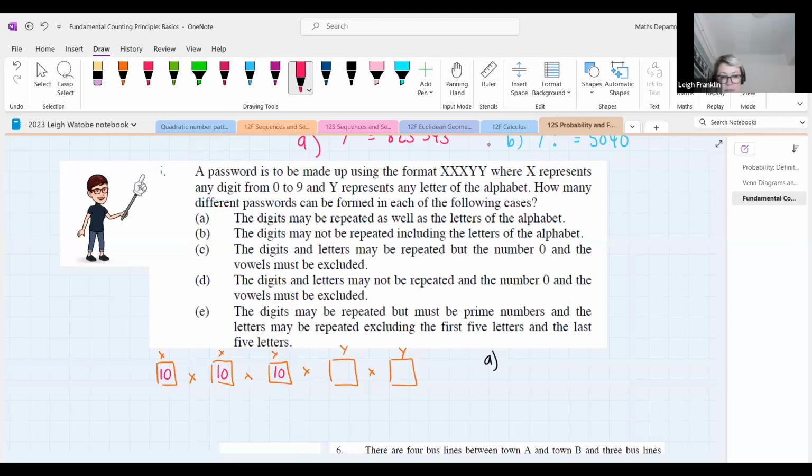Now we move to the letters. How many letters in the alphabet? 26. Perfect. So if letters can be repeated, there are 26 ways in which we could fill that block, and there would be 26 ways in which we could fill the last block. So we could write this as 10 cubed times 26 squared, which gives us 676,000 different passwords that could be formed.